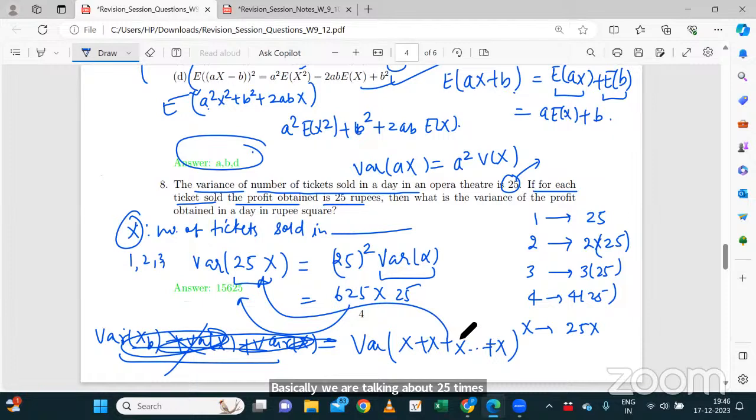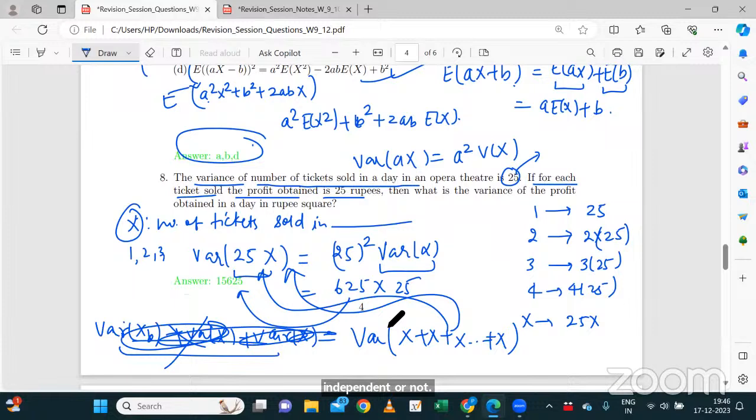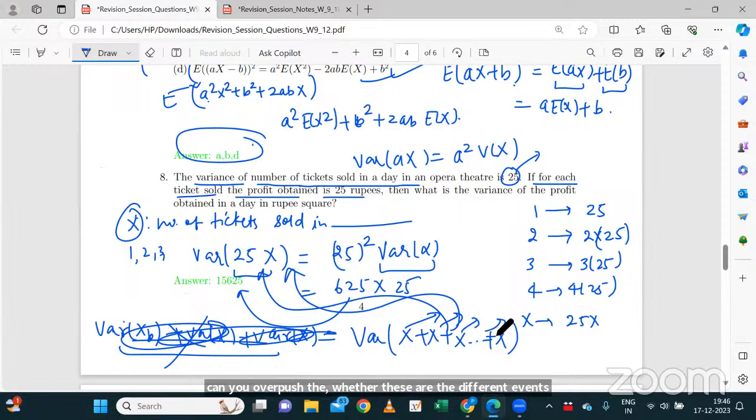That is why I'm asking whether it is independent or not. If it is independent, then we can apply variance of X into 25. I'm saying if those X plus X events are independent, then can you tell me whether these are different events? They are the same events, so that is why they are dependent, right?